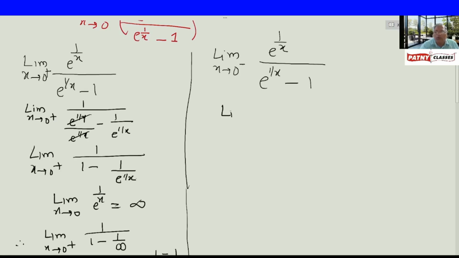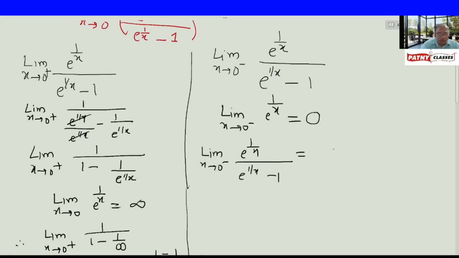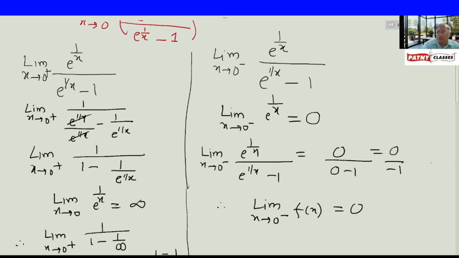Now we know that limit x tending to 0 minus e raised to 1 upon x equals 0. Therefore, limit x tending to 0 minus of e raised to 1 upon x minus 1 equals 0 upon 0 minus 1, that is 0 upon minus 1. Therefore, limit x tending to 0 minus f of x equals 0.